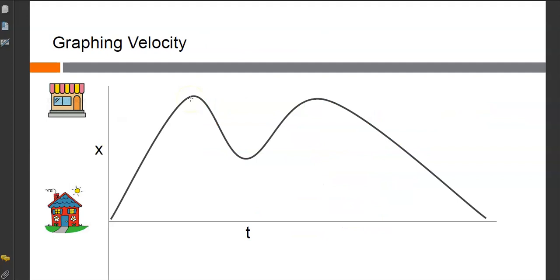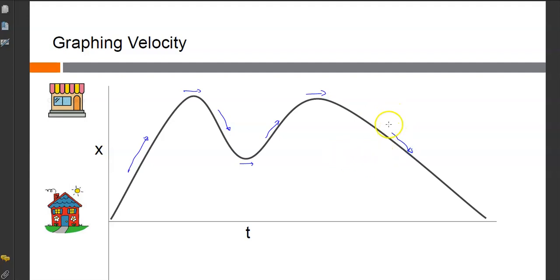All right. Now, this was little Timmy on his way to the store. He stops and goes in. He turns around and comes back. We've already said that the slope of this line is positive, and here it's 0, and here it's negative, and here it's 0, and here it's positive, and here it's 0, and here it's negative.